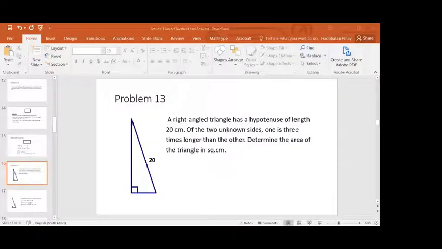All right. So here, problem 13 says a right angle triangle has hypotenuse length 20 centimeters. So here you can see the hypotenuse is 20 centimeters. Of the 2 unknown sides, one is 3 times longer than the other. So if we call this unknown side x, the other one is 3x, 3 times longer.